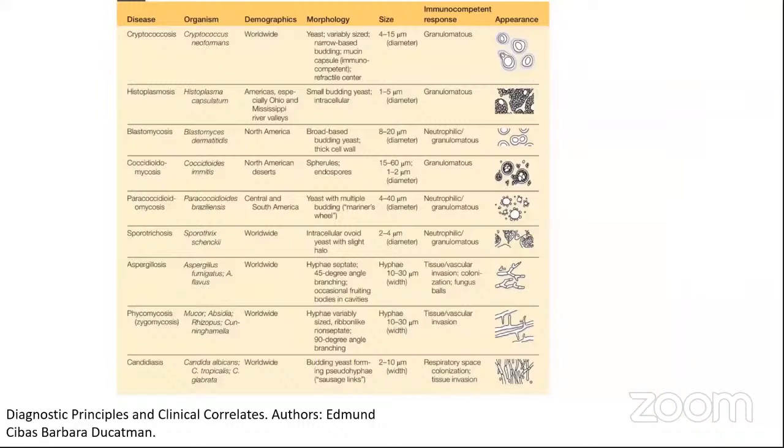When it comes to tissue sections, the differential diagnosis in general for fungal microorganisms include Cryptococcus, histoplasmosis, blastomycosis, coccidioidomycosis, and other things, in addition to aspergillosis, mucor, and candida. And for our case, the most important ones are aspergillosis, mucor, and candida.